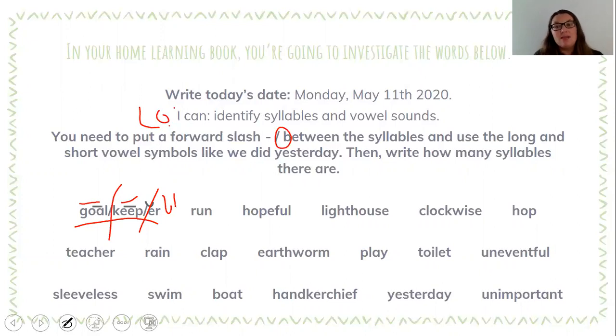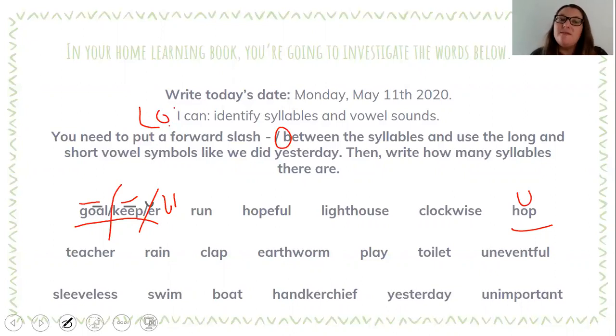So if we look at, let's say, hop, okay? We'll look at this one. Hop, hop, that's 1. I don't have to put any of my slashes, but I do have to answer my long and short vowel sounds, okay? So hop, up, it's not hope, so it's a short vowel sound, okay?